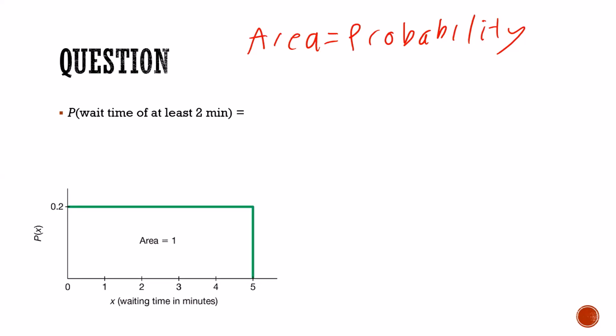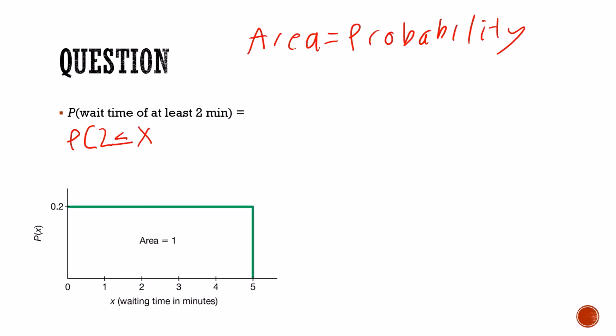But wait time of at least 2 minutes. The wait time then is x. So at least 2 minutes, that means x is what compared to 2? You say I've been waiting at least 2 minutes. You have been waiting more or less than 2? More, right? So we're trying to find the probability that x is more than 2.